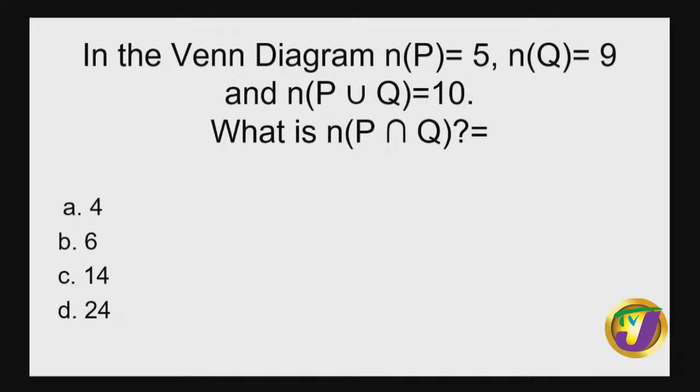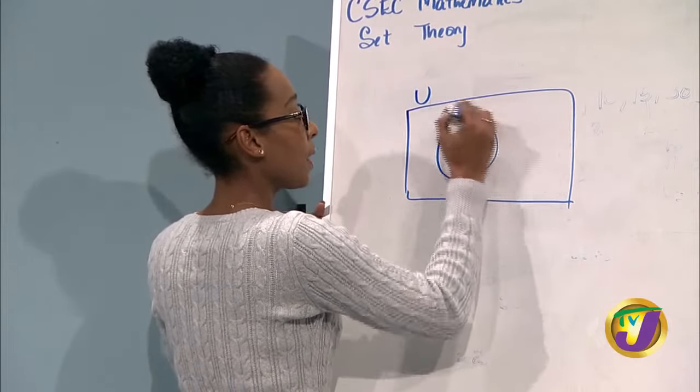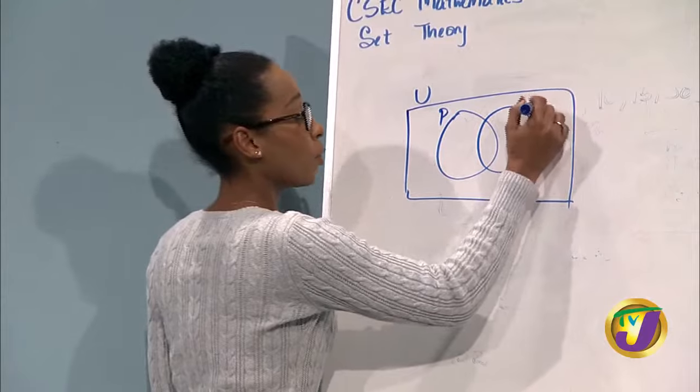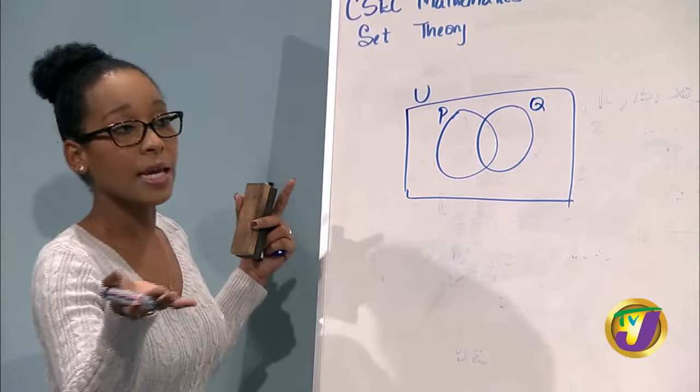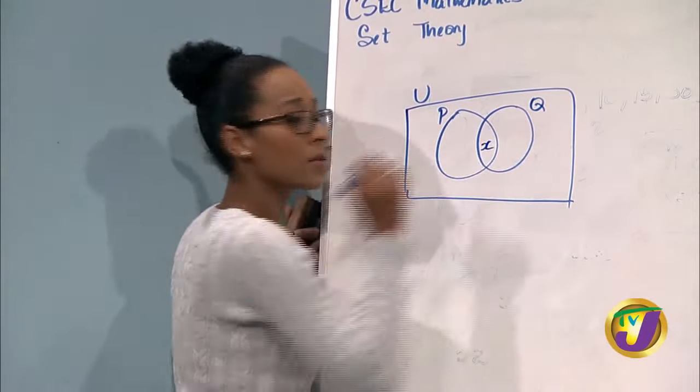Hold on, man. I think I want to draw it. All right. I want to draw it because I want them to actually see what we're talking about. So we have our universal set, and we have P, and we know the intersect. So we can overlap. So we have P and we have Q. All right, so we're trying to find the intersect. So say we don't know it, we give it a variable, X. All right, fine. So we have X.